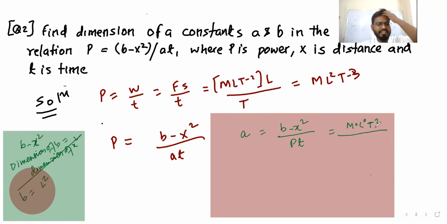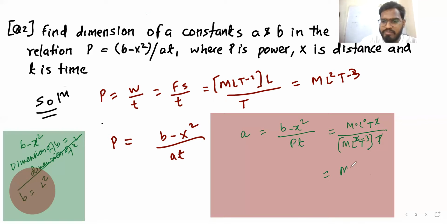Now you guys will say that b and x will subtract, right? No, we can't. We'll subtract L square, so no, no. The distance is L there, right? That we are writing. Fine. So after that, the power dimension we already found is M L square T to the power minus 3. That is the dimension of power. And then time is T. So this T will go up. It will cancel out anyway.